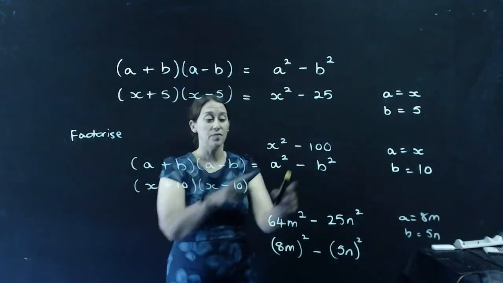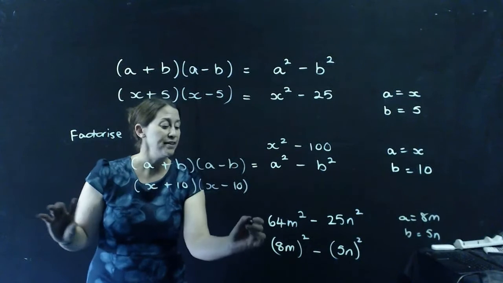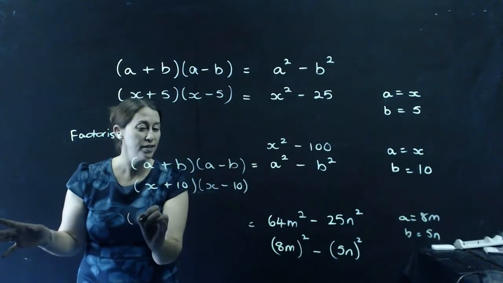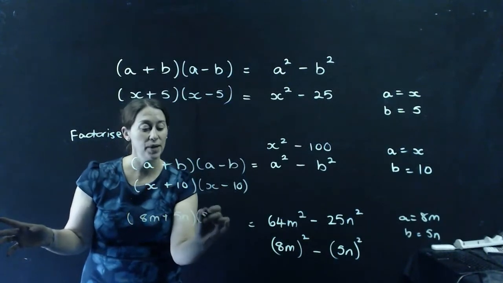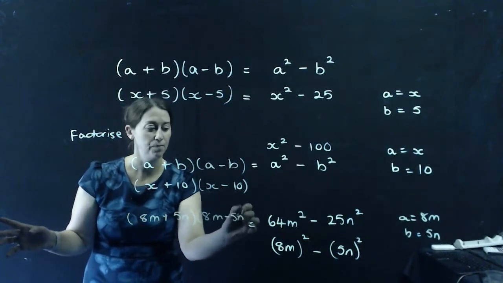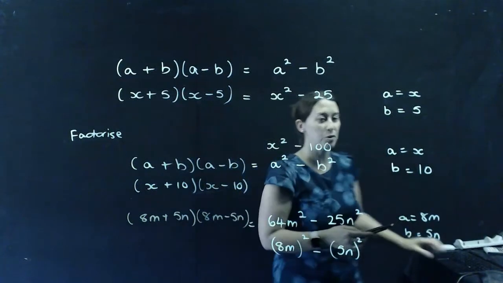Again, we know that this goes to this, so fully factorized, we can just simply write 8m plus 5n multiplied by 8m minus 5n. Okay, I'm going to clear some space. Let's look at another special expansion.